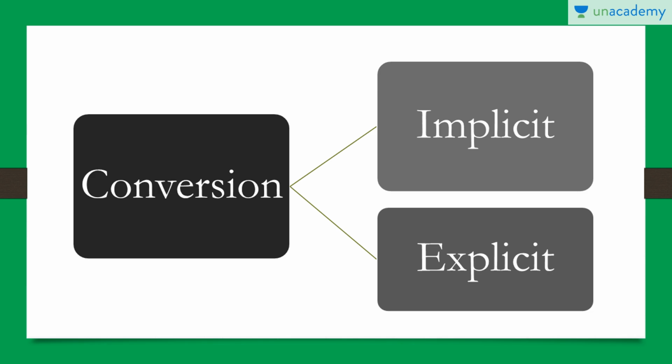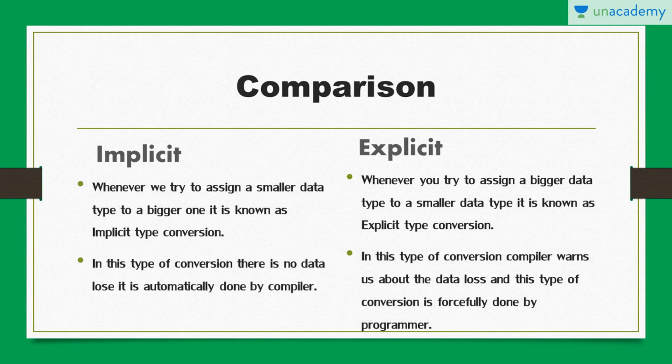In implicit conversion, basically we are converting a smaller data type to a bigger data type, and in explicit we are converting a bigger data type to a smaller data type. Okay, so let us see how. First of all, before telling you examples, let me do some comparison between implicit and explicit.